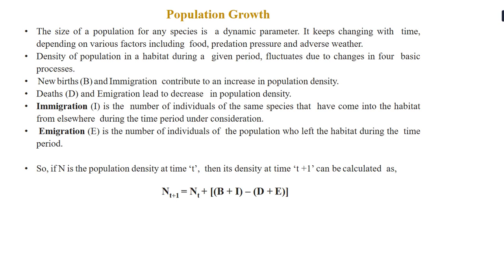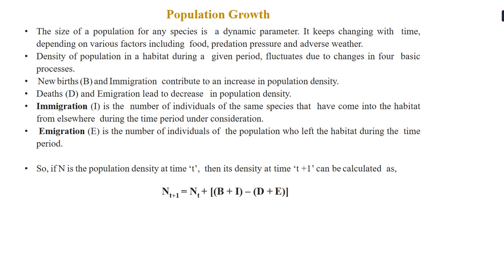Now, density of a population in a habitat during a given period of time fluctuates due to changes in four basic processes. This population density can fluctuate in four basic processes. The first one is new birth.